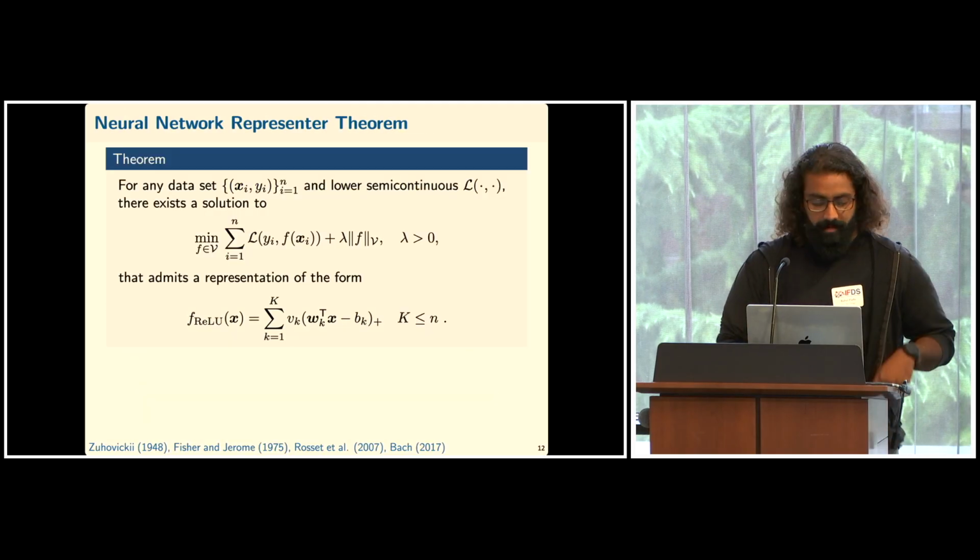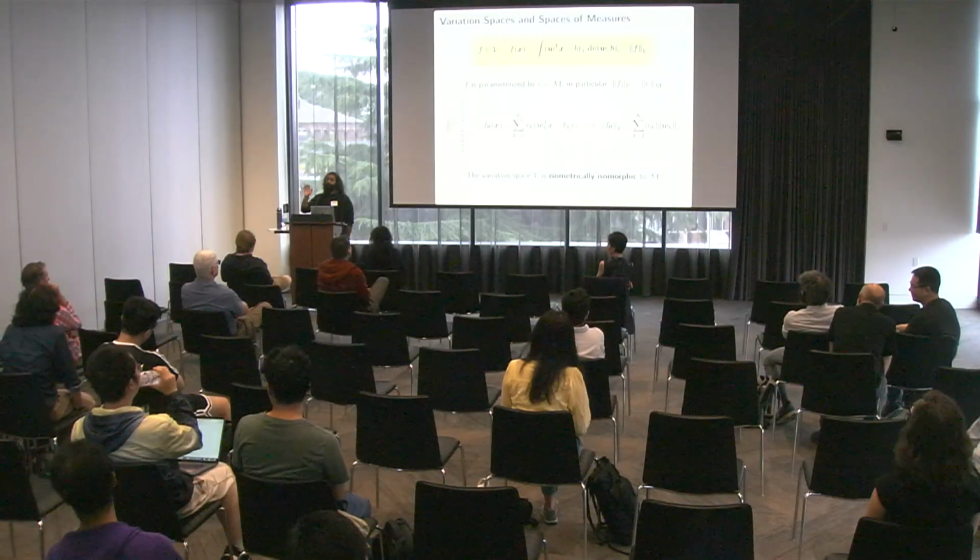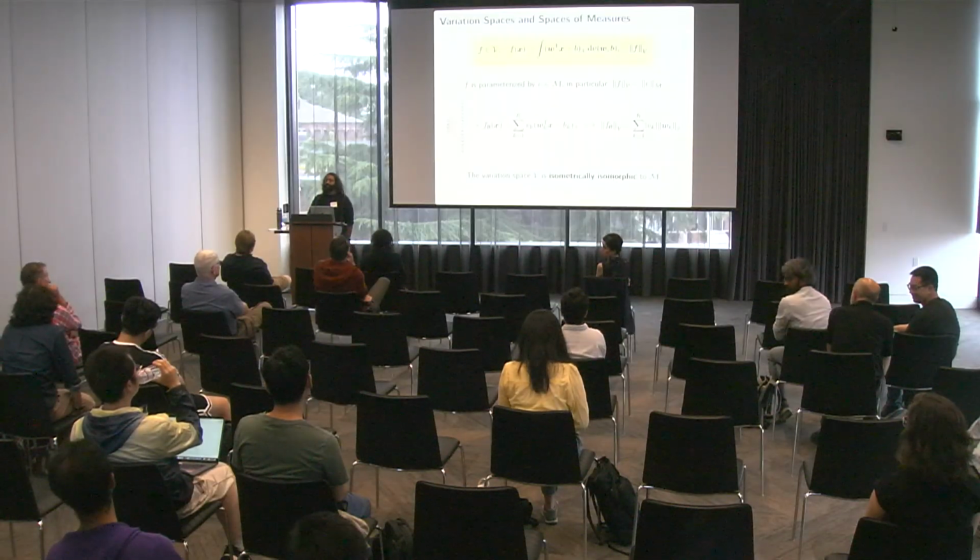Yes? So far, how many layers do your neural networks have? So today I will only talk about one hidden layer because I want to prove theorems that are nice. If anyone knows how to go deep, please talk to me later.